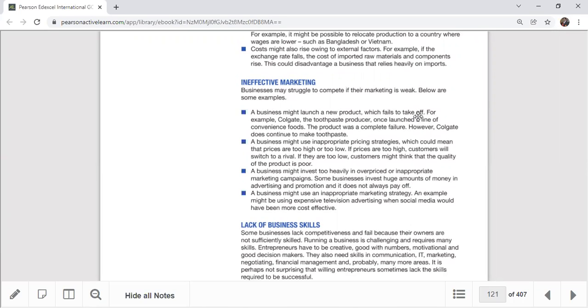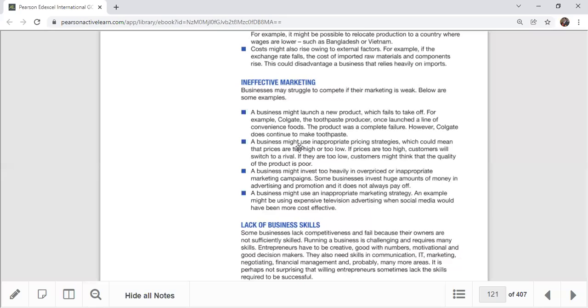A business might launch a new product which fails to take off. For example, Colgate toothpaste once launched a line of convenience food, and the product was a complete failure. However, Colgate does continue to make toothpaste. Sometimes some products are successful, some products fail. If you are an artist producing music, some tracks become very famous and go viral, while some tracks do not. Some videos get no views, very little reach. That always happens.